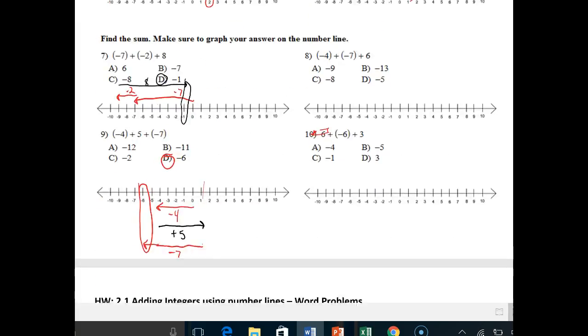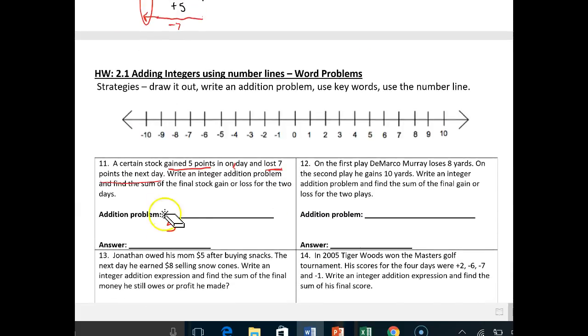You won't actually write down a +5. You can just write down a 5. That's weird, right? Because while this is a positive word, you're just going to write 5, because I know 5 without a symbol is a positive number. And lost 7 points the next day. So we'll say plus losing is negative, so -7.